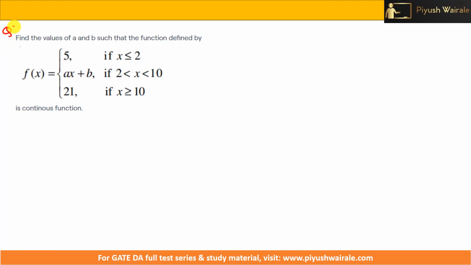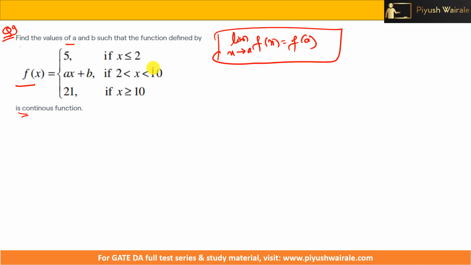Okay. So question number 9. Find the values of a and b such that the function defined by this f of x is continuous. So same thing. If this is continuous, right? So I can say limit x tends to a, f of x equals f of a, right? So the same concept we can apply here.